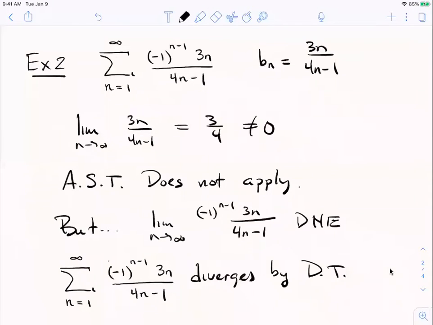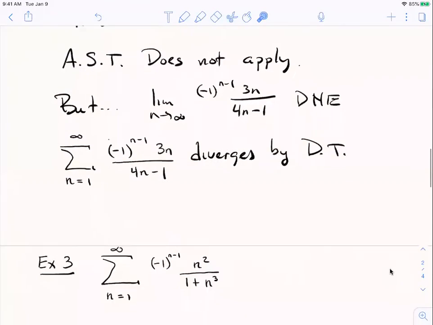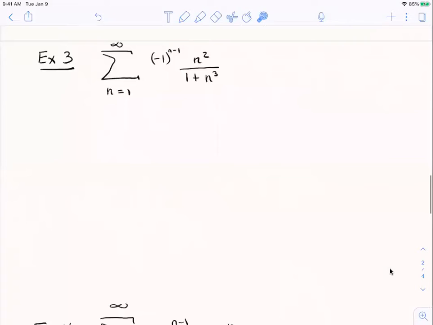That's why I like to check this limit first. If that limit's not 0, don't proceed. The series diverges by the divergence test. You don't have to worry about checking whether something is decreasing. Why bother doing that? The series diverges, we know it. Cool. Let's look at a third example.